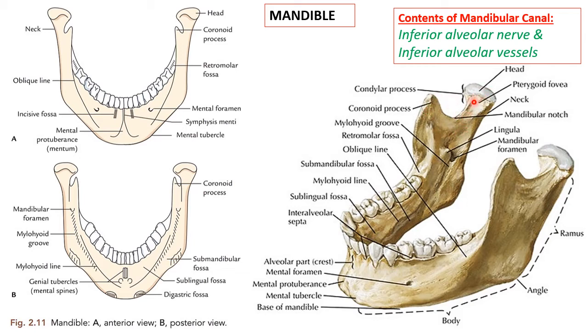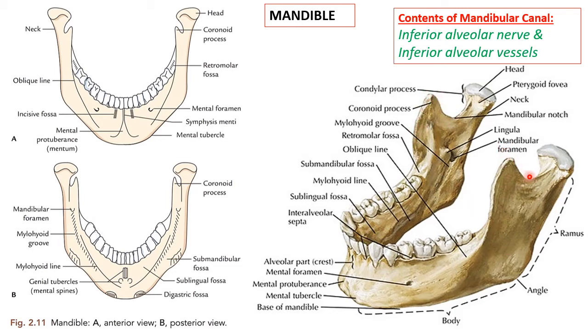One process that projects from the posterior superior part of the ramus of the mandible is the condylar process. The upper part of the condylar process is expanded and is called the head. It articulates with the mandibular fossa in the temporomandibular joint. Below the head is a constricted area called the neck, and on the anterior surface of the neck there is a shallow depression called the pterygoid fovea. The other process, called the coronoid process, is thin and triangular in shape.